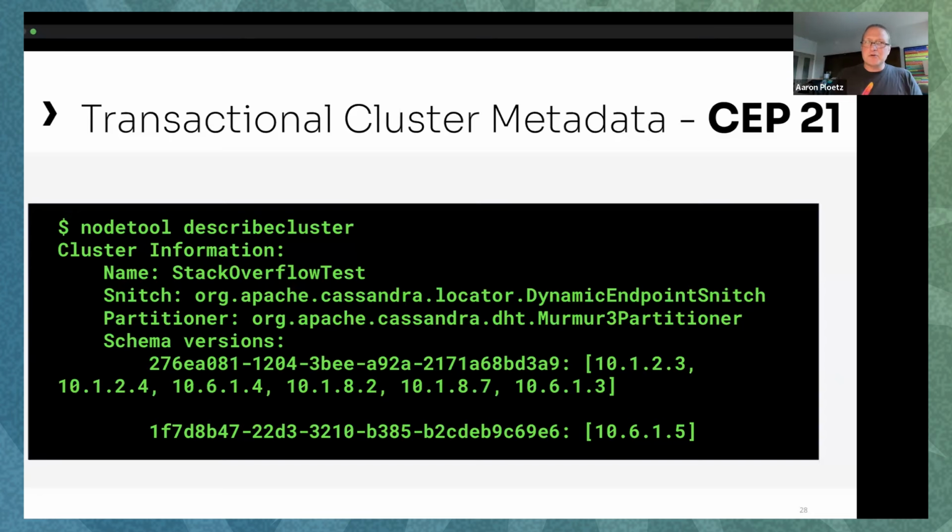Sometimes eventually it would work itself out if you gave it enough time. But unfortunately, most of us here know, I'm sure, that if it doesn't resolve itself, really the only way to move forward is to do a rolling bounce of the cluster. And that's not fun for anyone. So transactional cluster metadata is actually a big helpful change that will make a lot of operations folks happy.